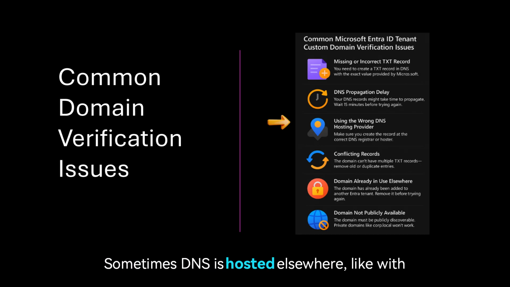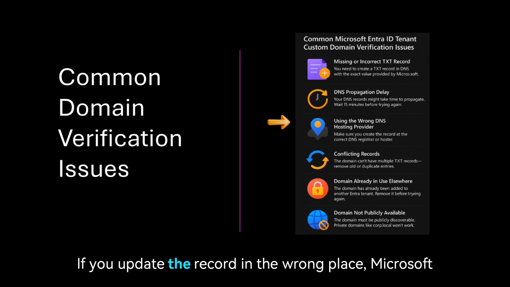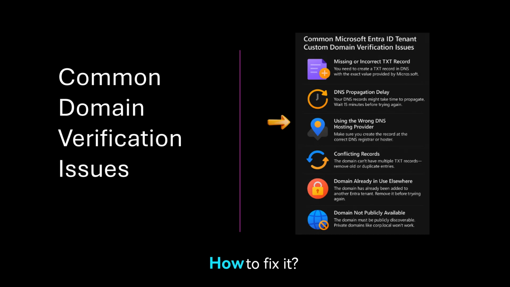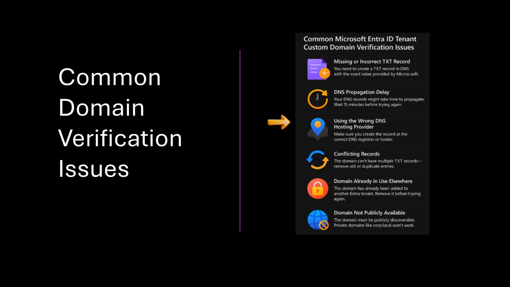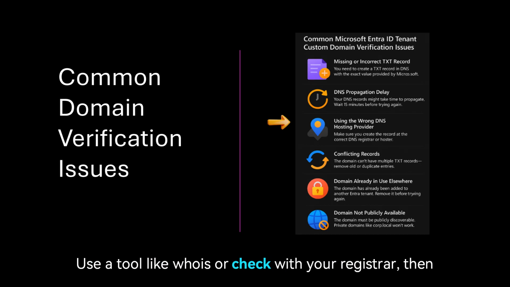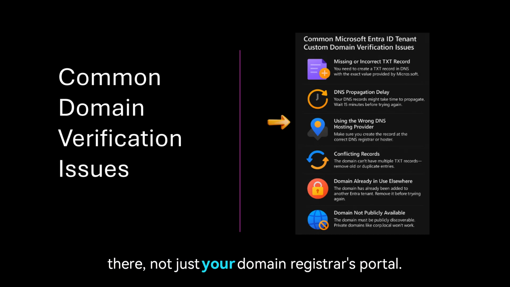You might think your domain registrar is also managing your DNS, but that's not always true. Sometimes, DNS is hosted elsewhere, like with Cloudflare or a web hosting company. If you update the record in the wrong place, Microsoft won't see it. How to fix it? Confirm who's actually hosting your DNS. Use a tool like Whois or check with your registrar. Then log into the correct provider to add your TXT record there, not just your domain registrar's portal.